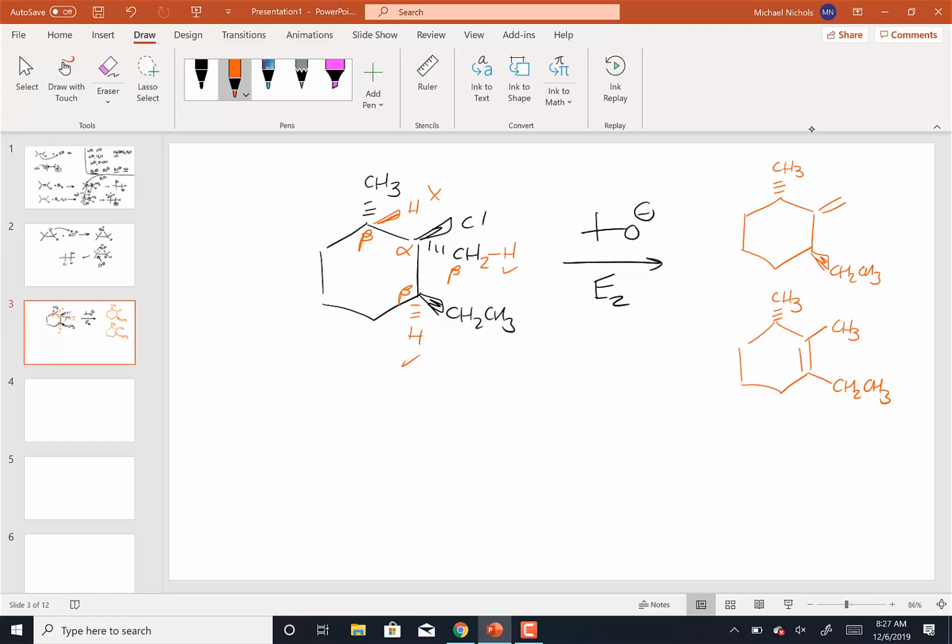The final step is which one's going to be major. So I have to look at the base. It's tertiary butoxide. The major product is going to come from tertiary butoxide removing the beta hydrogen that is least sterically hindered. So now I'm going to choose my major product. It's going to come from the carbon that was least sterically hindered.